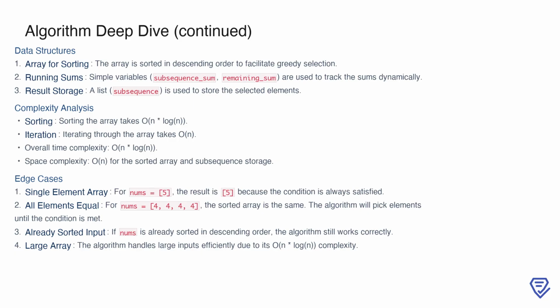Analyzing the algorithm's complexity, sorting the array requires O(n log n) time, and iterating through the array takes O(n), making the overall time complexity O(n log n). The space complexity is O(n), primarily due to the storage of the subsequence. It's also important to consider edge cases.